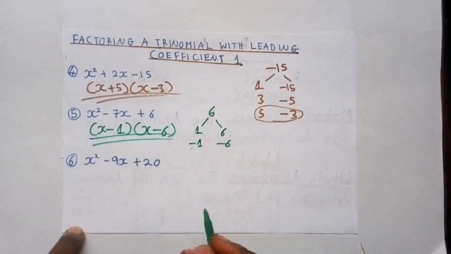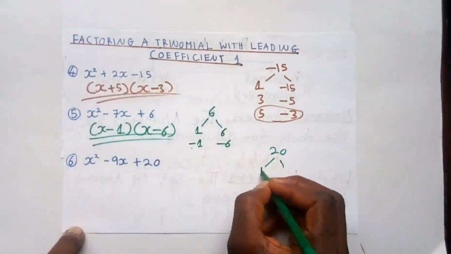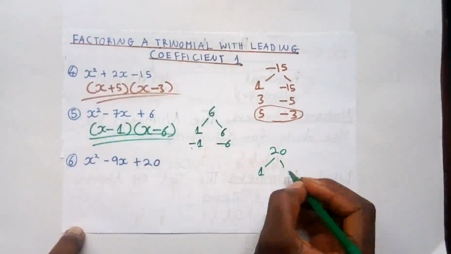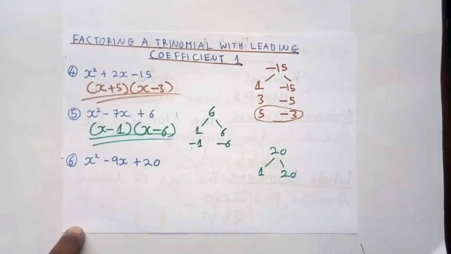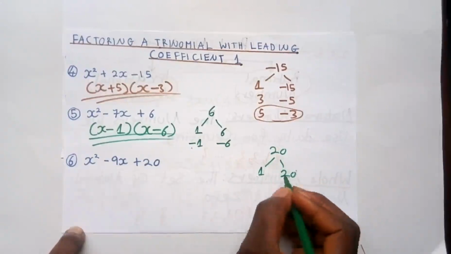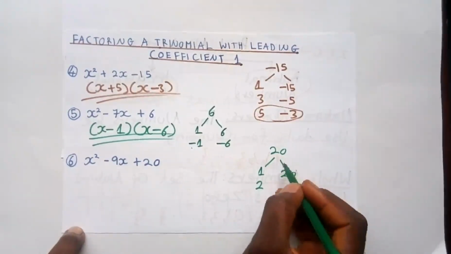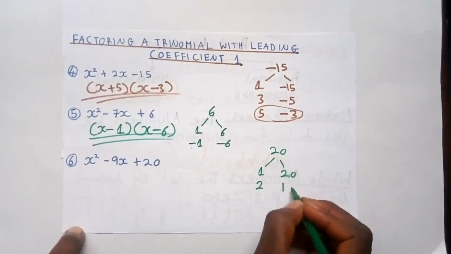Let's take the last example here. 20. So 1. 20 divided by 1 gives us 20. You can see that 1 multiplied by 20 gives us 20, and 1 plus 20 gives us 21. So we don't need these factors. 2. 20 divided by 2 gives us what? 10.